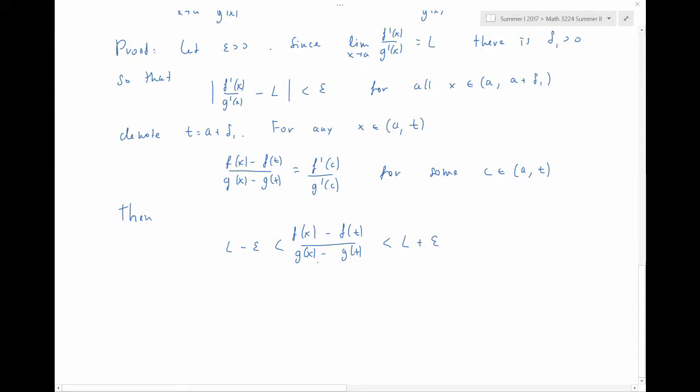Now the task is to get rid of the g of t on the bottom and f of t on the top. So the first step is to multiply by g of x minus g of t divided by g of x. The only problem that can arise is when this ratio is negative. But since g of x goes to positive infinity, we can select an interval around a so that g of x will be larger than g of t for all possible x in that interval.